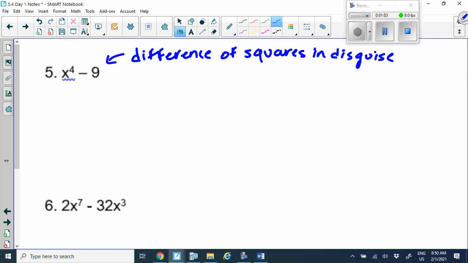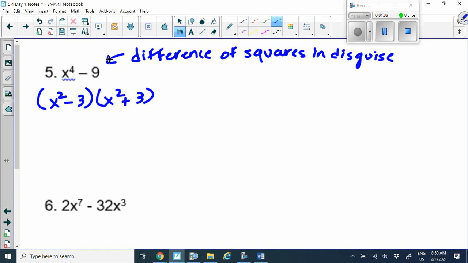Now notice, in order to be a difference of squares in disguise, we need a binomial, subtraction, and the a and c value needs to be perfect squares. So the number in front of x to the 4th is a 1, that is a perfect square, and 9 is a perfect square. So I do two sets of parentheses, and instead of just putting x and x, we're going to do x squared and x squared. And then the square root of 9 is going to be 3. And just like with our difference of squares, one's going to be minus, one's going to be plus.